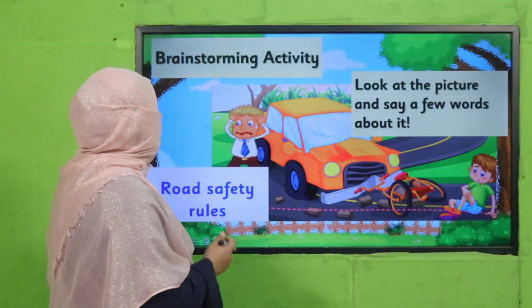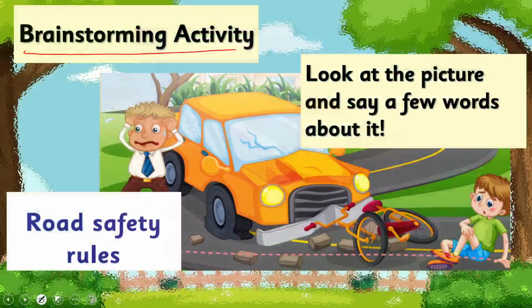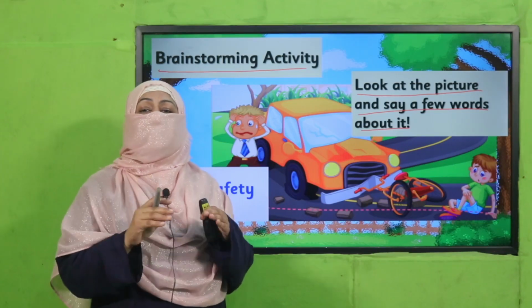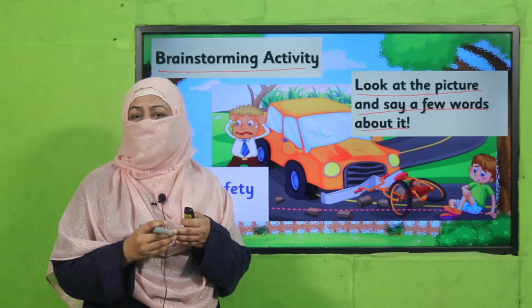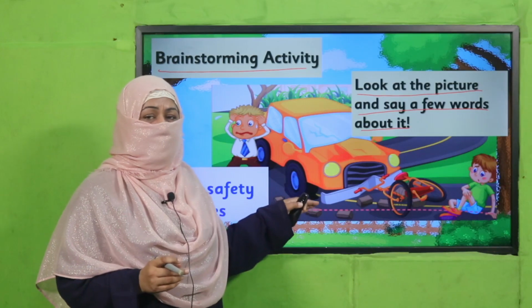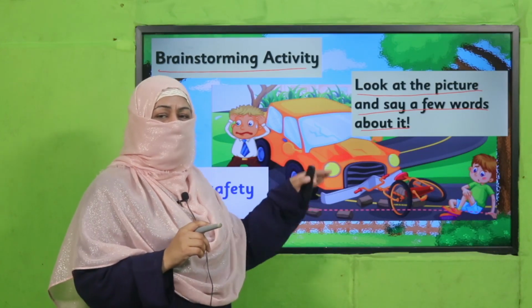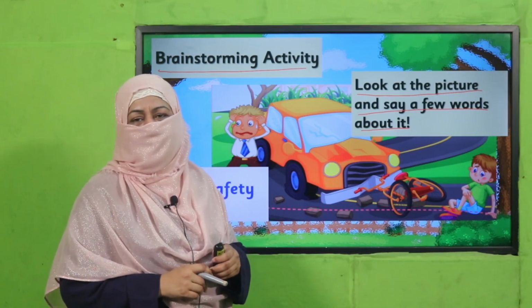Now, you just brainstorm yourself. Teachers, kindly make the students look at the pictures and say a few words about them. The pictures which are given in this story, open your book, look at the pictures and tell whatever you understand about this story by looking at the pictures. So every one of you is going to participate, pause the video, enjoy this brainstorming activity and then come back.